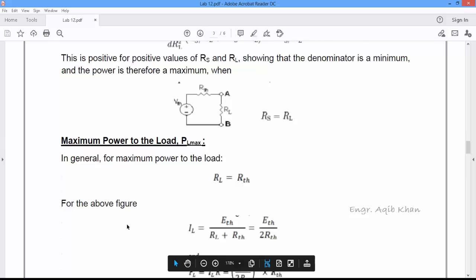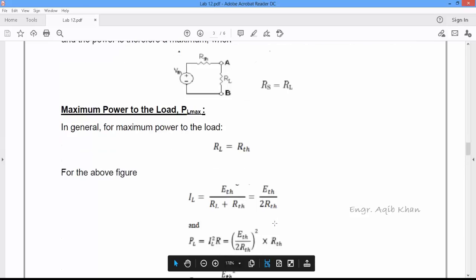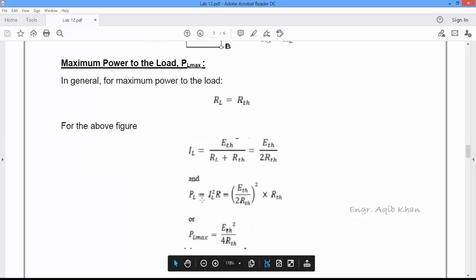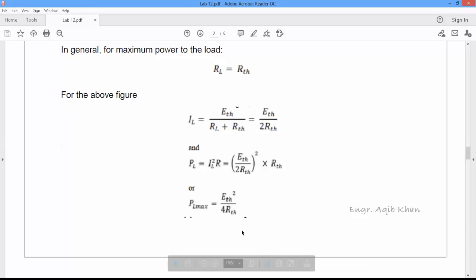For the above figure, IL is equal to E Thevenin, meaning V Thevenin, by RL plus R Thevenin. When RL is equal to R Thevenin, then IL is E Thevenin by 2 R Thevenin. The power is equal to IL square R, by putting IL as E Thevenin by 2 R Thevenin whole square into R Thevenin. The final equation of PL max is equal to E Thevenin square by 4 R Thevenin.